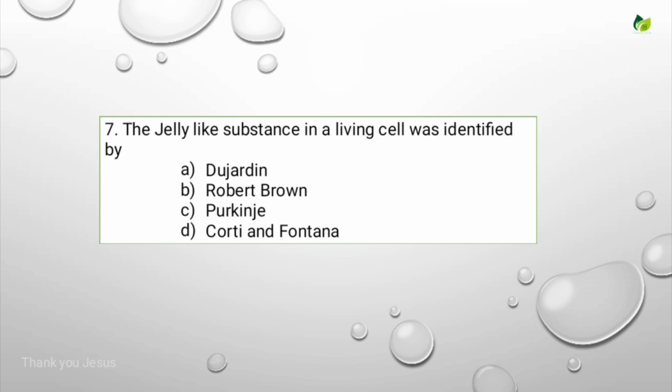Let's see the next question. The jelly-like substance in a living cell was identified by. Options are Dujardin, Robert Brown, Purkinje, Carty and Fontana. The correct answer is Purkinje.